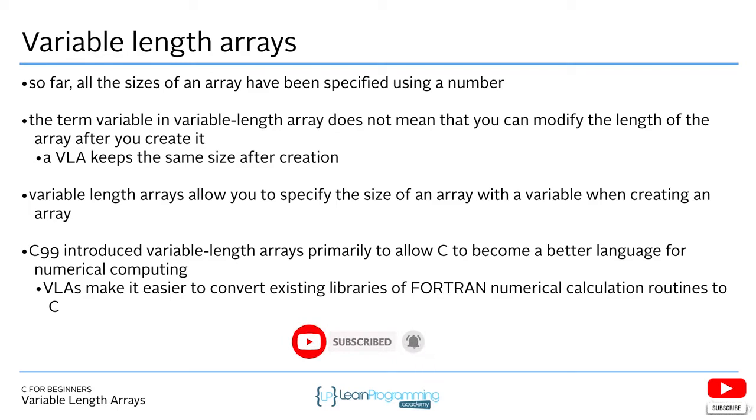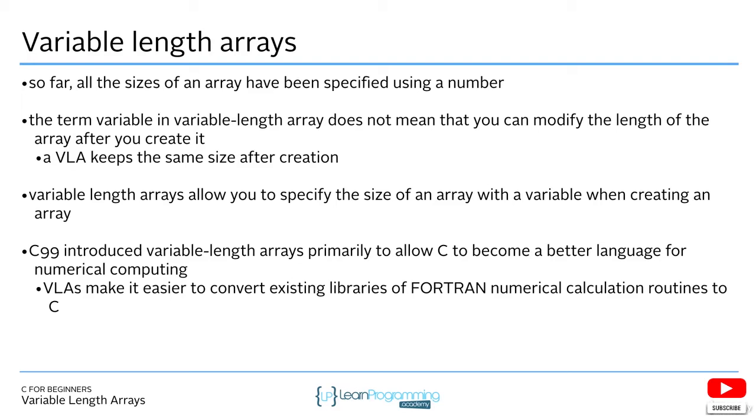I just wanted to tell you that it exists, because sometimes you see this term variable length arrays quite a bit when you're reading up about C. And I wouldn't want you to see it and say, what the heck does this mean, when we studied arrays and we didn't mention the topic. So it was introduced mainly to make C a better language for numerical computing. VLAs, variable length arrays, make it a lot easier to convert existing libraries of Fortran numerical calculation routines to C. So this is why it was added.